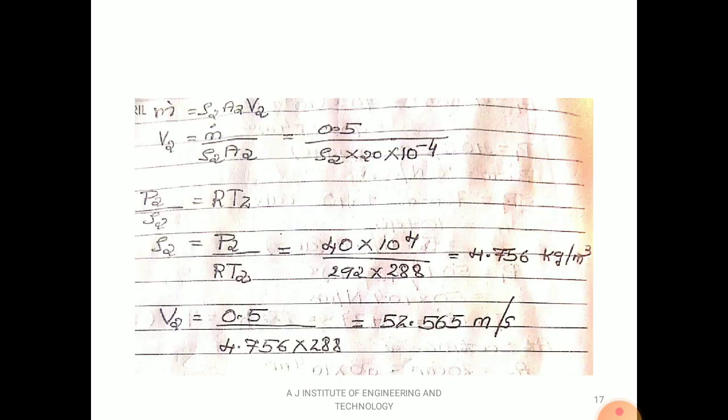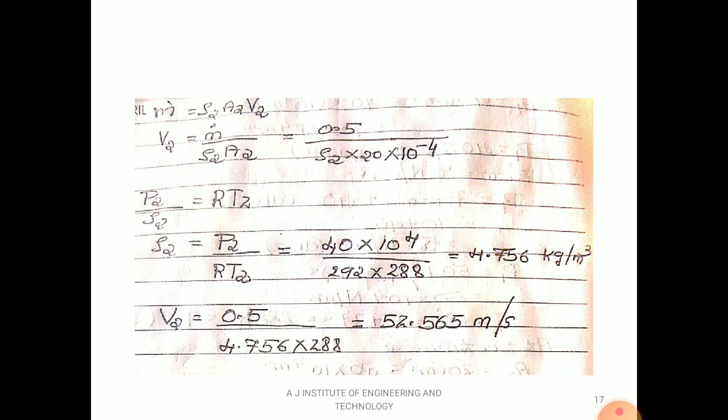Next, I am supposed to find V2. So again take down the continuity equation for state point 2. M dot equal to rho 2 a2 V2. So V2 equal to m dot divided by rho 2 a2. m dot is given, a2 is given, but again we don't have the value of rho 2. So just write down whatever is given. That is equal to 0.5 divided by rho 2 into 20 into 10 to the power minus 4.